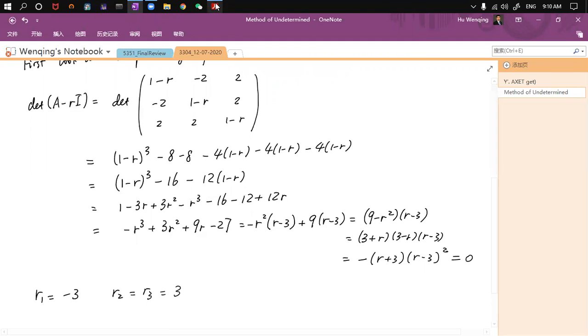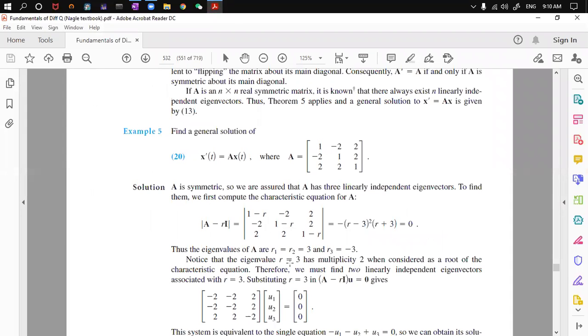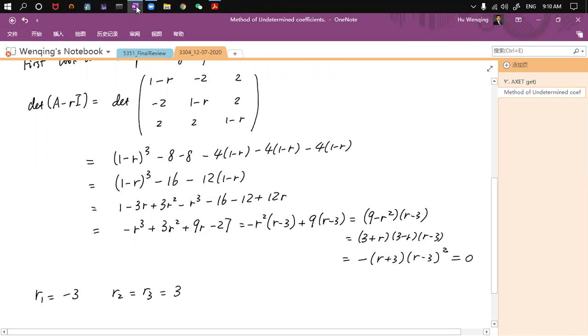Is that good for everybody? That's the same thing as what we calculated here. Now we are going to calculate the eigenvectors. But the eigenvectors have a problem here: one eigenvector corresponds to the eigenvalue minus 3, and the other two eigenvectors correspond to the same eigenvalue 3.